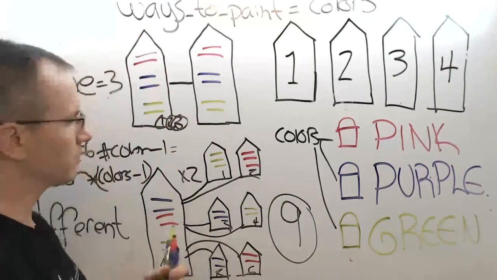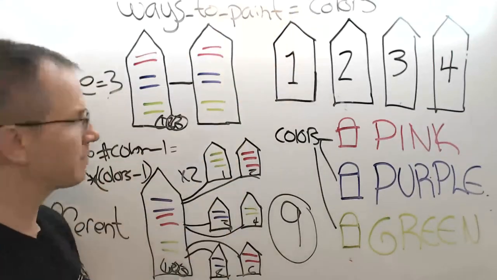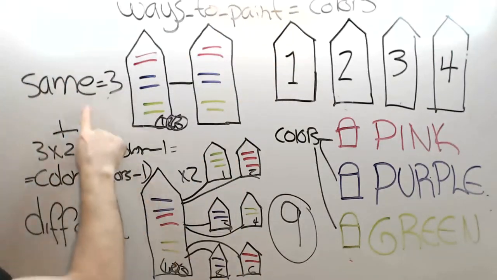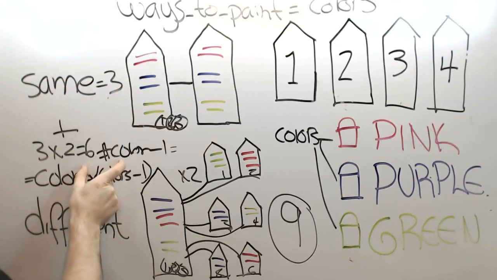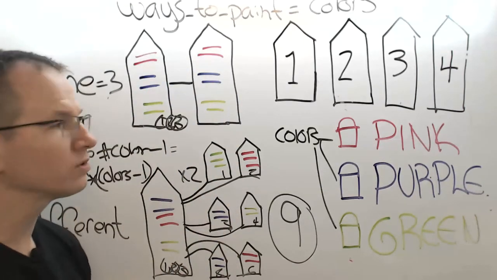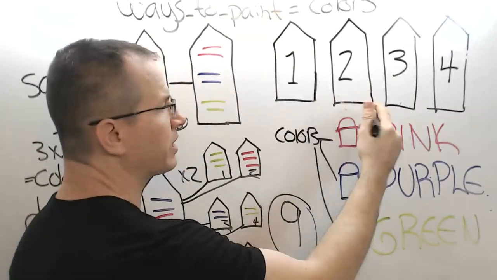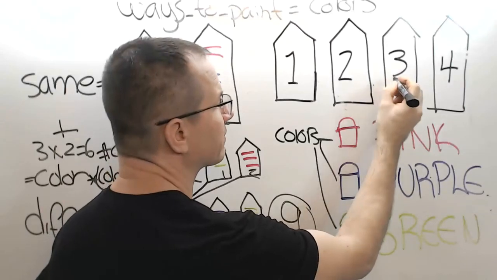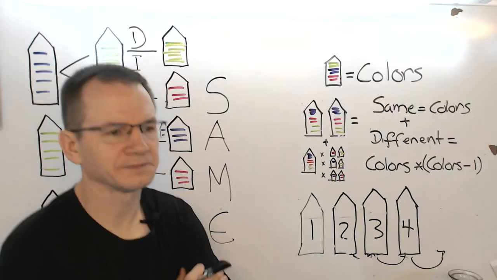So the next thing that we're going to do is, we have the equation. So for 1, it's paint the number of colors. And then for 2, it's the same, which is the number of colors, plus the difference, which is colors times colors minus 1. And that's how we get this. So next we'll look at how we take this equation and continue to apply it for 3, 4, and continuing on.